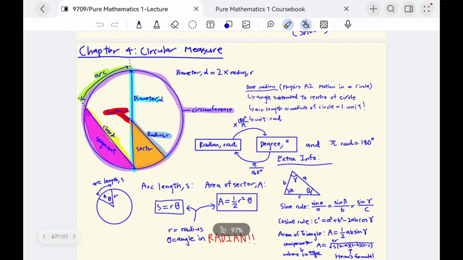So in the next video, I'm going to post the solutions of the exercises from chapter 1 to chapter 4. Okay, so someday I will continue the syllabus of the Pure Mathematics 1 in the next year.